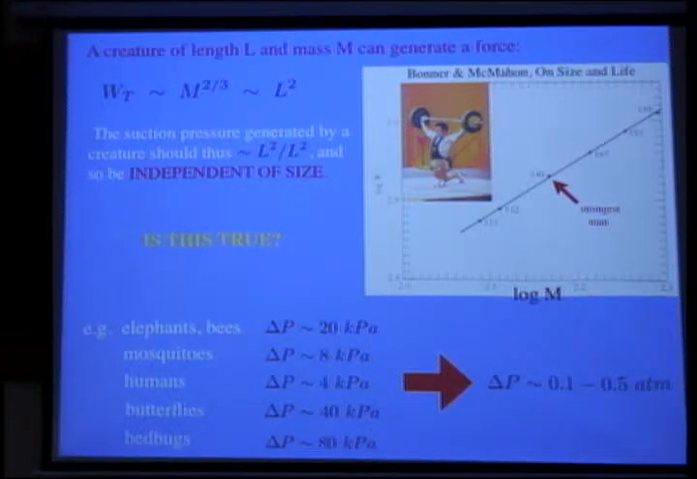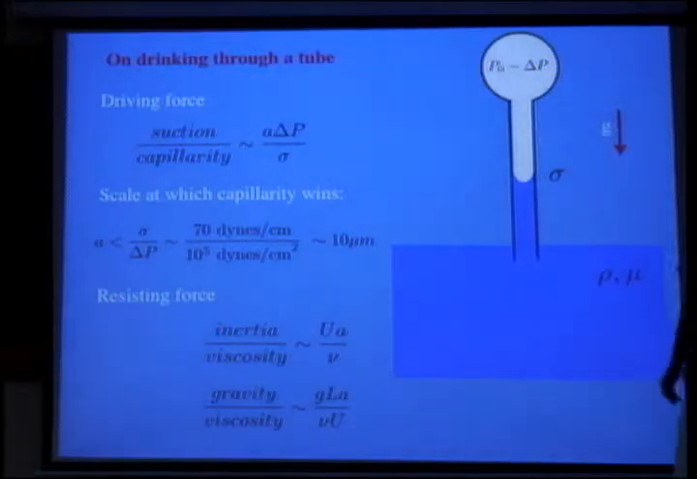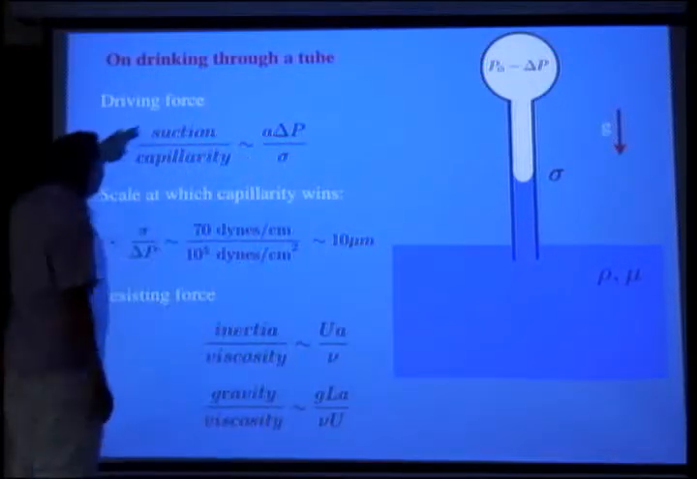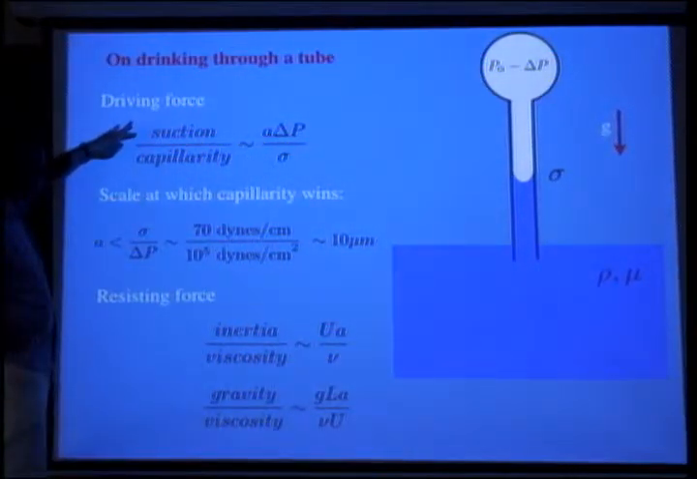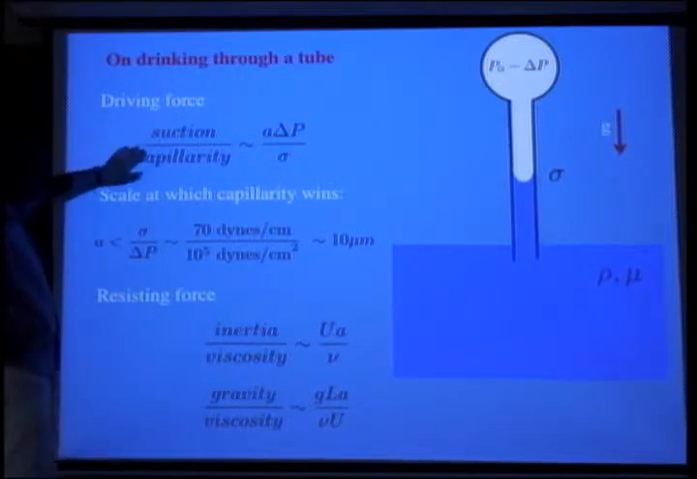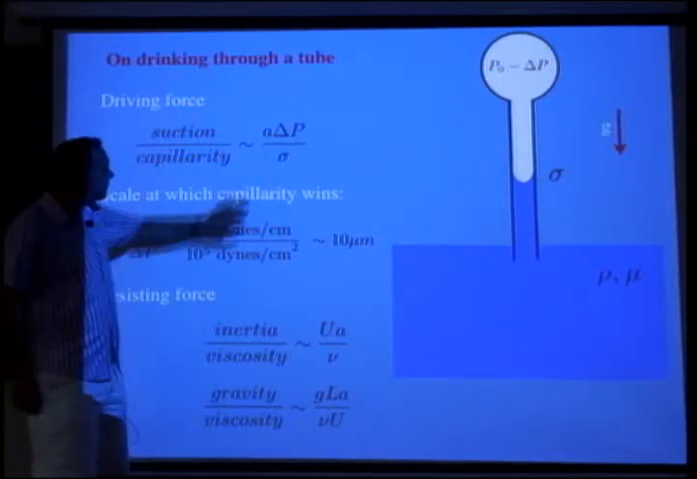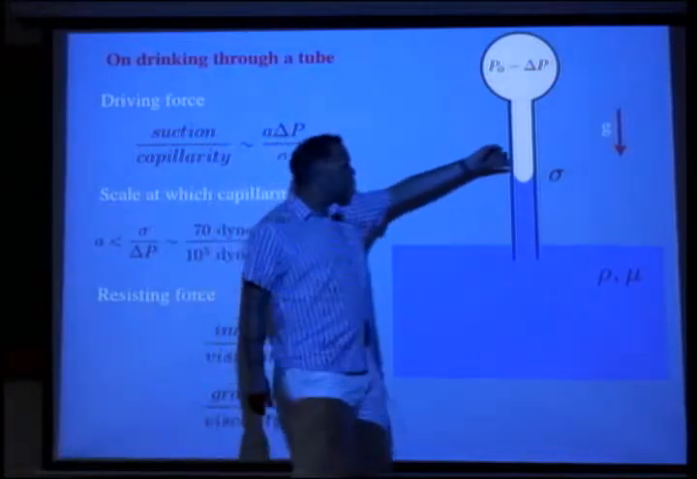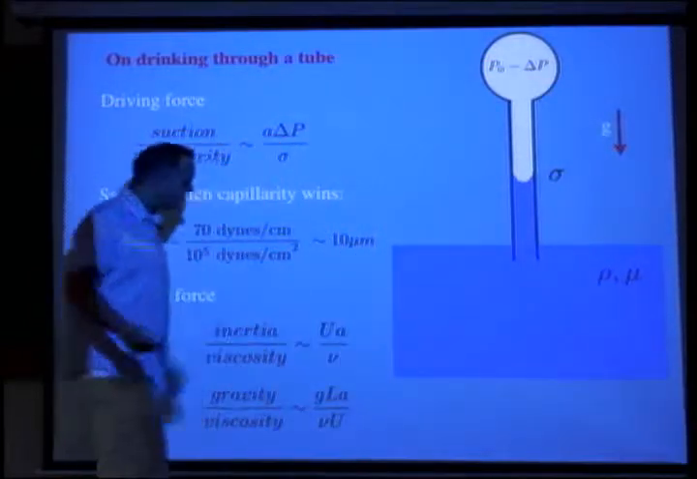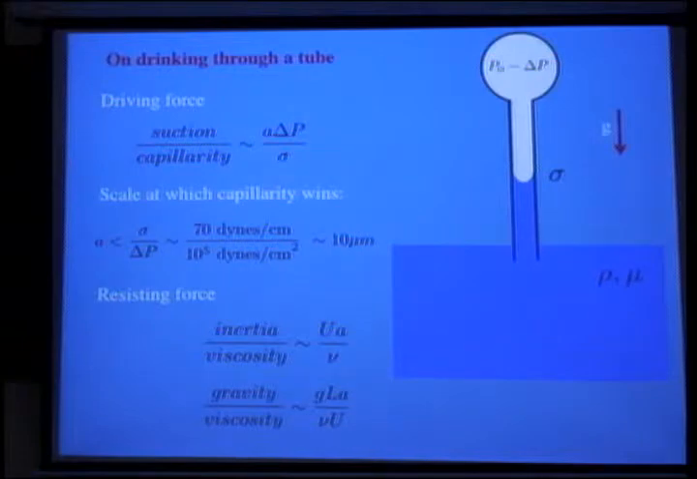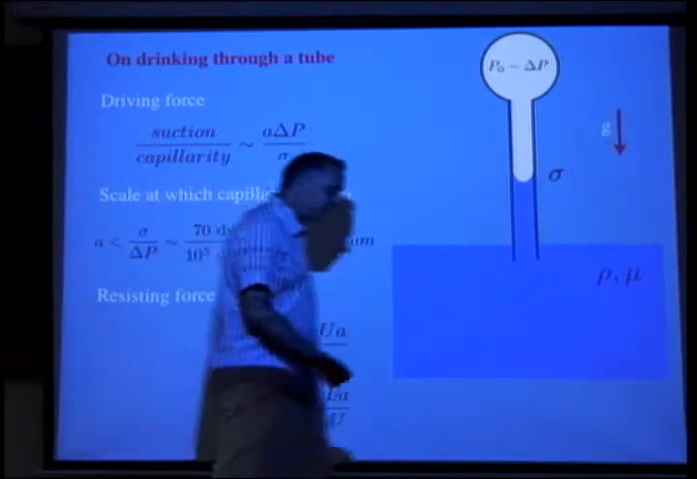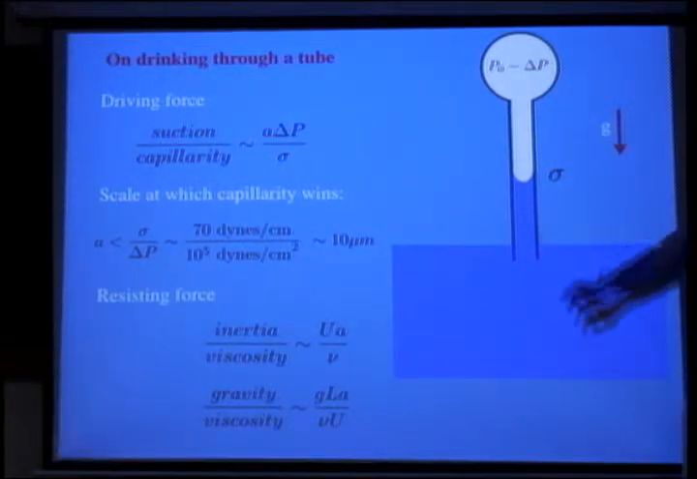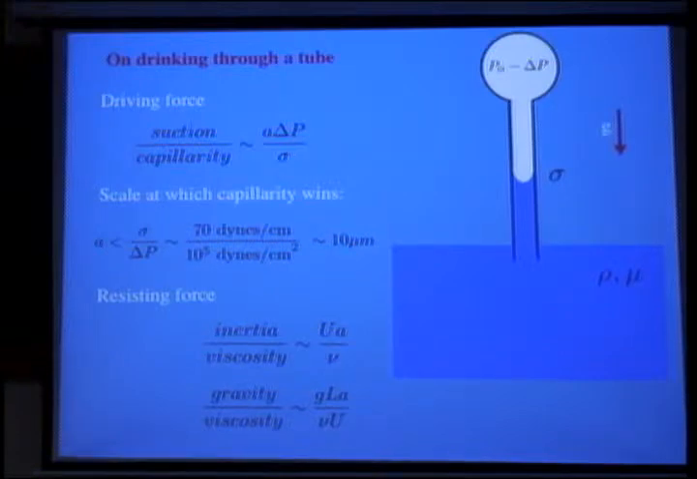So we can then use that one number and compare it to the capillary length, right? This delta P we've decided is the same for all creatures. And so if we compare the applied suction to capillary suction, it's going to look like this. Right? And so there's going to be a tube size at which capillary suction becomes more efficient. Okay? Then we can look to see which is the source of resistance, whether it's gravity, surface tension, inertia, or viscosity.